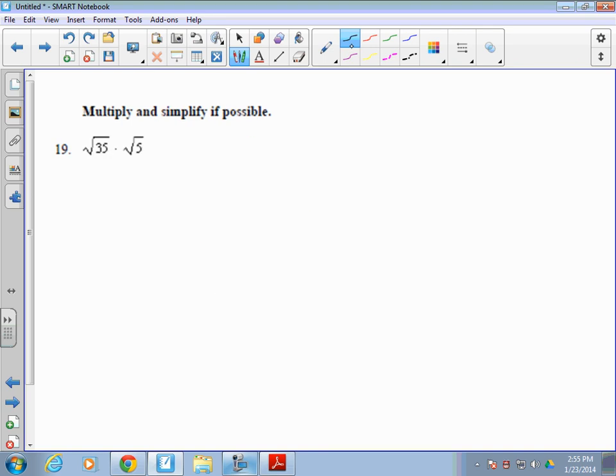Multiply and simplify if possible. You can multiply 35 times 5 and get a great big number, or you can use the fact that there's a factor of 5 in 35. So the square root of 5 times 7 gives you 35 times the square root of 5. And use the shortcut that tells you anytime you have the same radical multiplying by itself, you can just take that out and call it 5 times the square root of 7 and make this a much shorter problem.